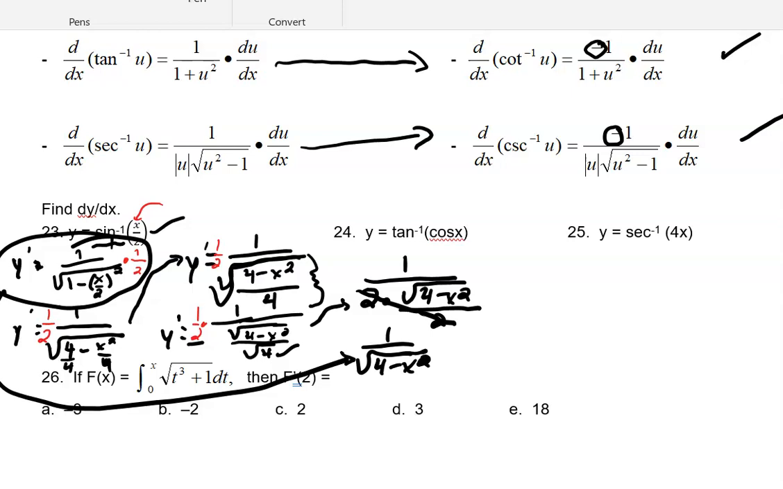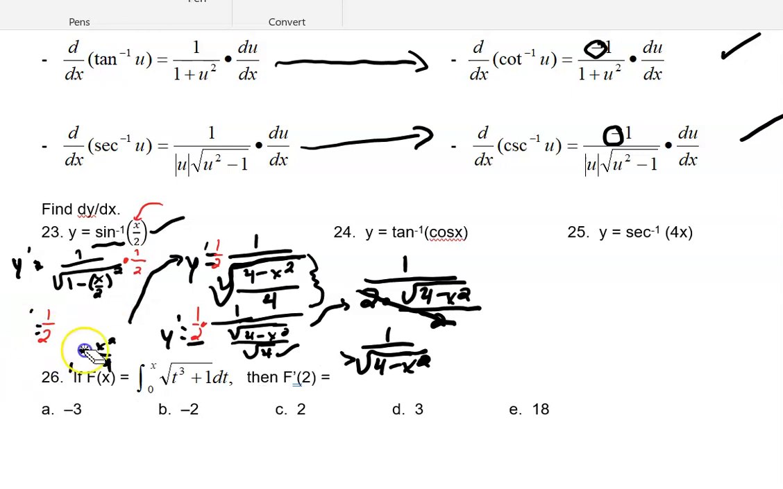If it's a true response, they're not really concerned about you simplifying. So if you were to encounter this problem, this first step right here should be enough for the answer. If that changes, I'll let you know. All right, so a lot of mess there.